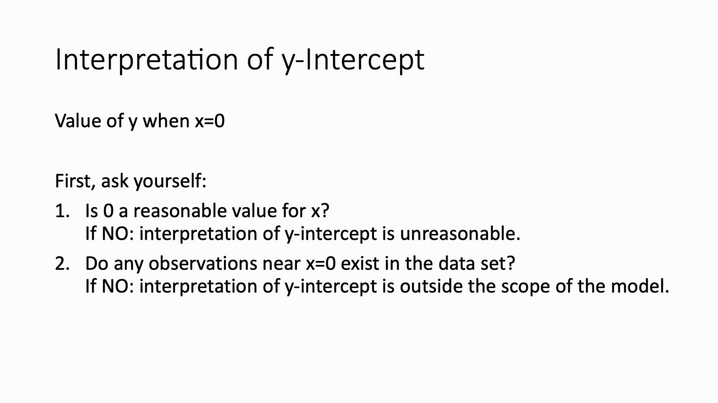Interpreting the y-intercept is very similar to doing it with a standard y equals mx plus b line. It's the value of y when x is 0, but you need to ask yourself, is 0 a reasonable value for x? If it's not, then there's no reason to interpret this y-intercept. The other thing you need to ask yourself is, are there observations near x equals 0 in my data set? If there's not, then even if the y-intercept interpretation would be reasonable, it's still outside the scope of the model because you don't have enough data near there to know if the model is still reliable at that point.